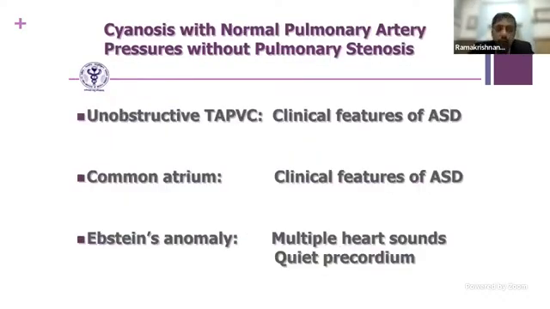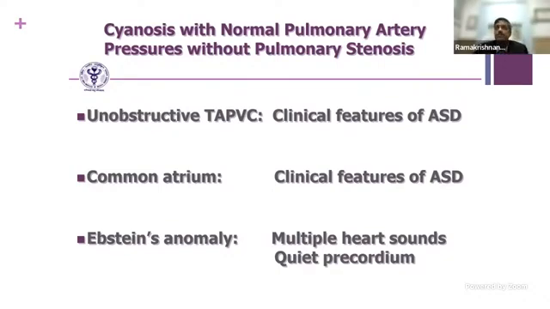So rarely, very rarely, you can find another group of conditions: cyanosis with normal pulmonary artery pressures without pulmonary stenosis. So in unobstructed TAPVC, you have clinical features of ASD. That means wide split S2, you have an RV S3, and you have a flow rumble at the tricuspid valve. That is cardiomegaly. Yet the patient is mildly blue. Everything looks like ASD, but the patient is mildly blue. That indicates it could be TAPVC or it could be a common atrium type presentation.